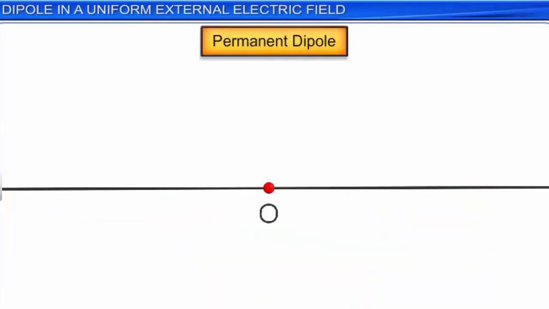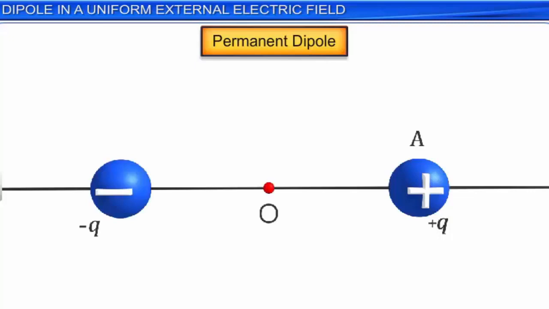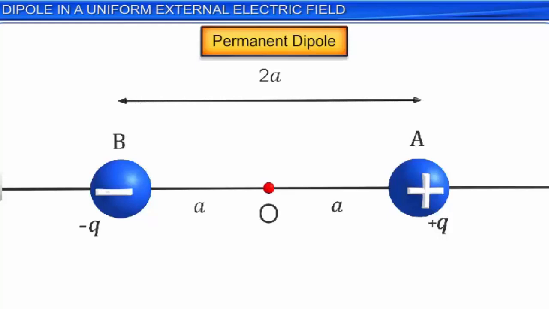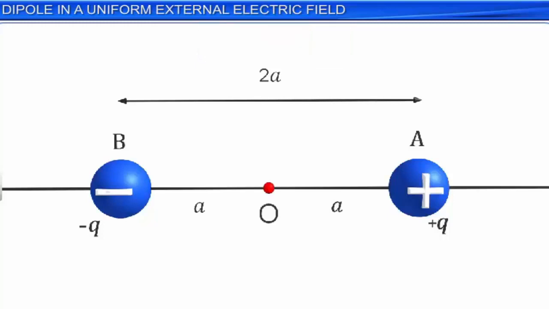Consider a permanent electric dipole having a positive charge plus Q at A and a negative charge minus Q at B separated by a distance 2a. A permanent dipole is one which has a dipole moment irrespective of the presence of an external electric field. The electric dipole moment P of the dipole is equal to 2aQ, directed from minus Q to plus Q along the axis of the dipole.